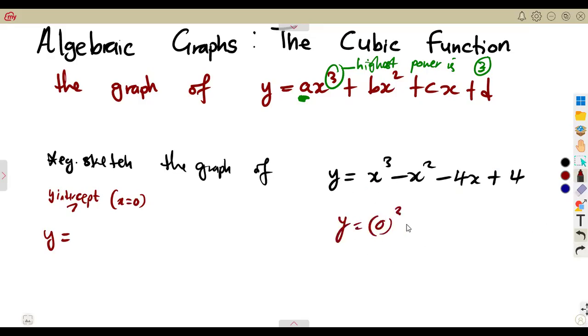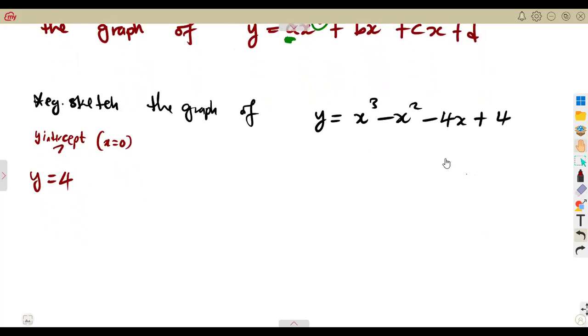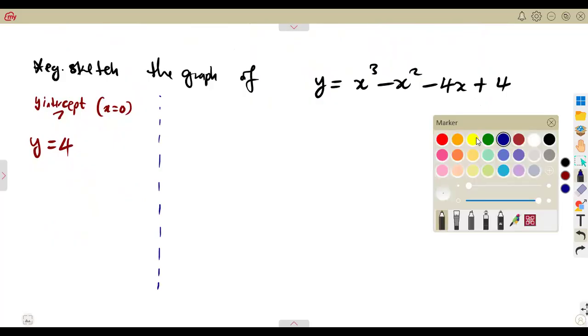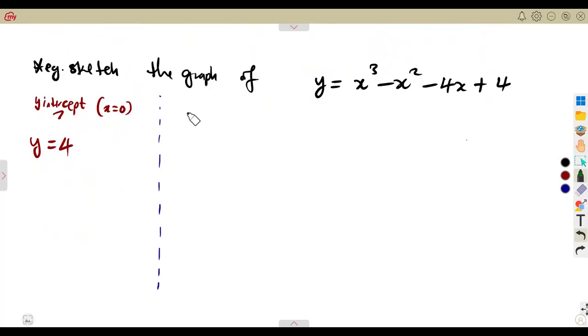That is 0 to the exponent of 3, 0 to the exponent of 2, minus 4 times 0 plus 4. So from your calculator, you are going to obtain a 4. That is the y value when x is equal to 0, which is our y-intercept in that case. Now, considering that when this y is equal to 0, we are now considering the x-intercept.